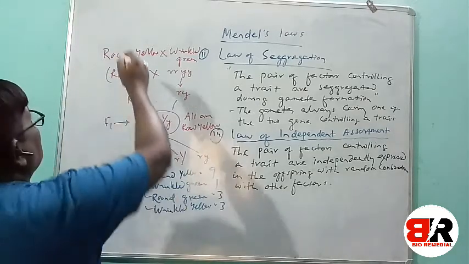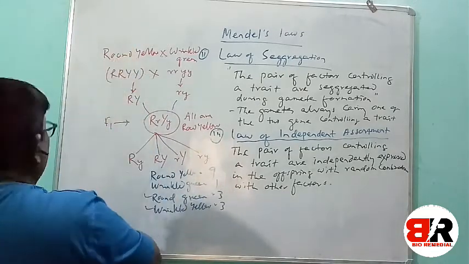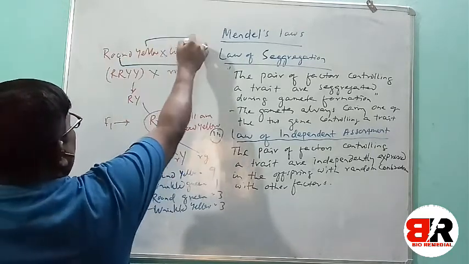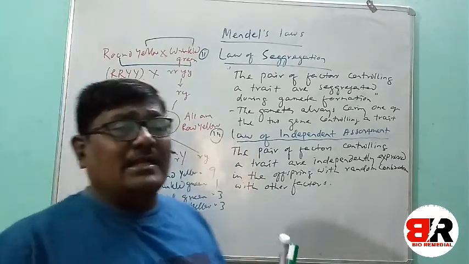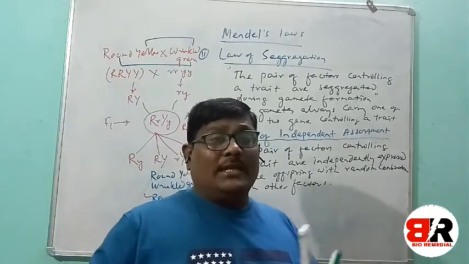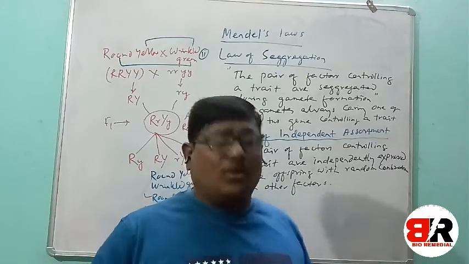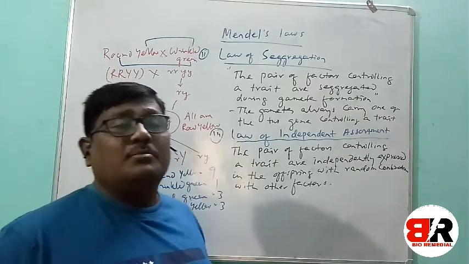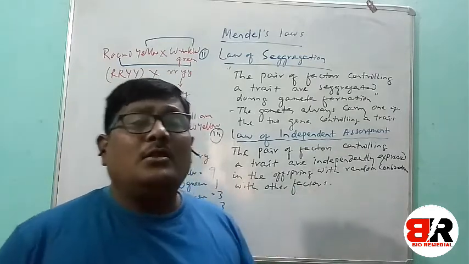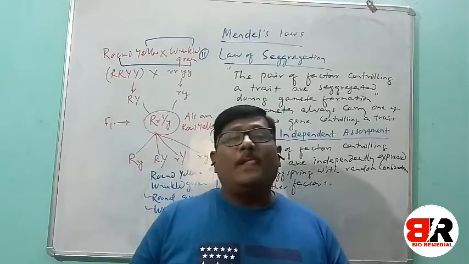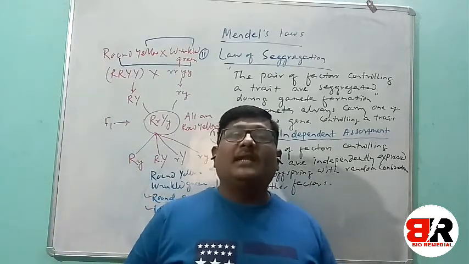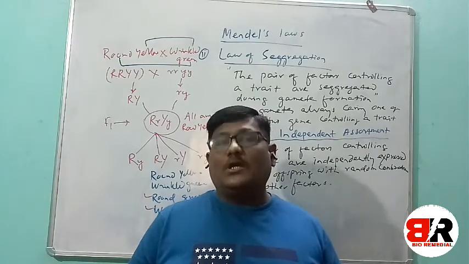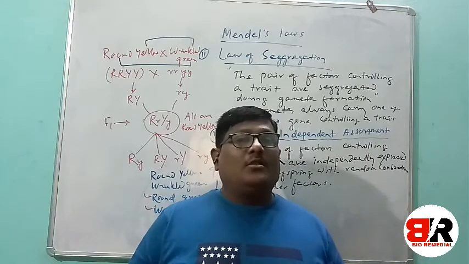That is why the round character can combine with green, and yellow can combine with wrinkled. That means round and wrinkled, yellow and green, they are all separated and randomly combined, so that these 4 varieties of combination are obtained in the F2 generation. That is all about the law of independent assortment. So here we have understood Mendel's 3 laws: the law of dominance, the law of segregation and the law of independent assortment. Hope you have understood all the laws of Mendel well.